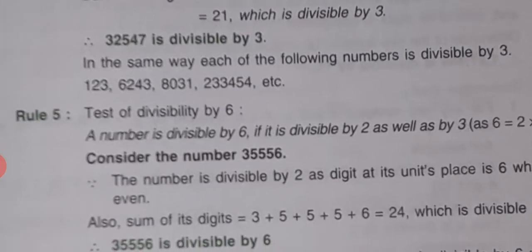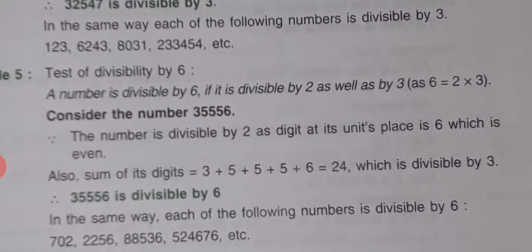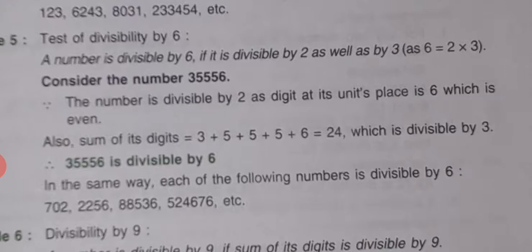Coming to rule 5, the test of divisibility by 6. A number is divisible by 6 if it is divisible by 2 as well as by 3. As 2 and 3 are prime factors of 6, we can say the number which is divisible by 2 as well as 3 is divisible by 6. For example, consider the number 35,556. Here the last digit is 6. So obviously it is divisible by 2, we can say.